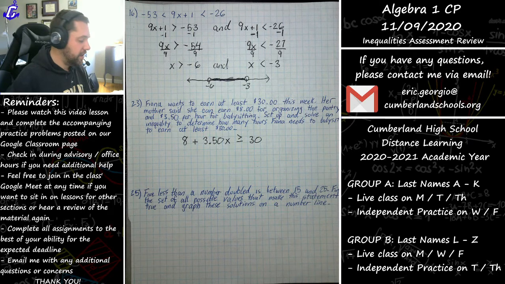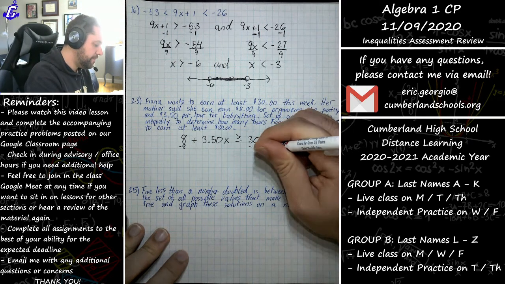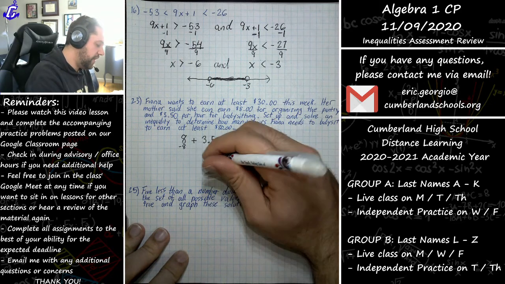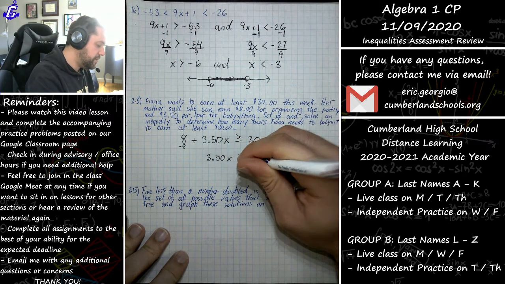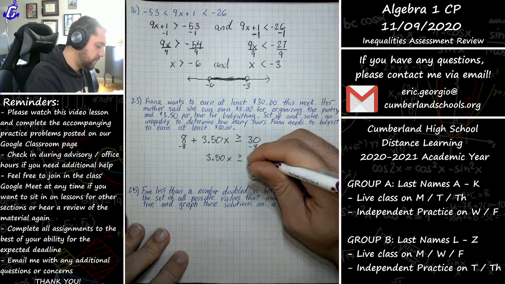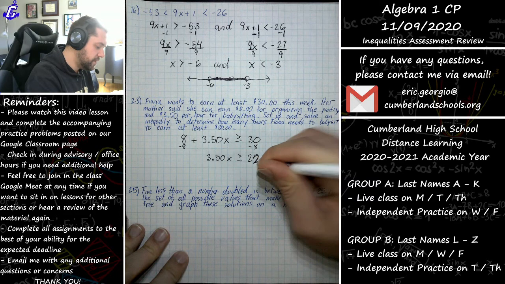Now I would solve this inequality by subtracting 8 from both sides. That would give us that 3.50x is greater than or equal to, oh, sorry, 30 minus 8. Jeez, 22.